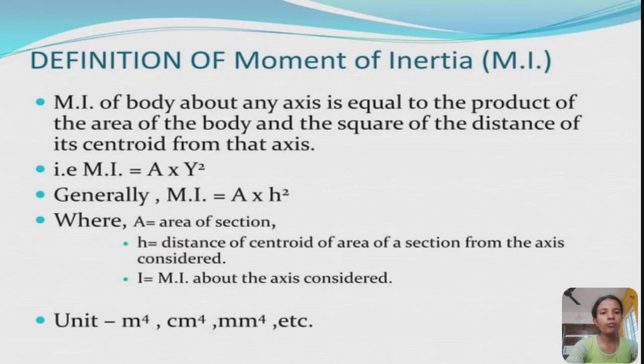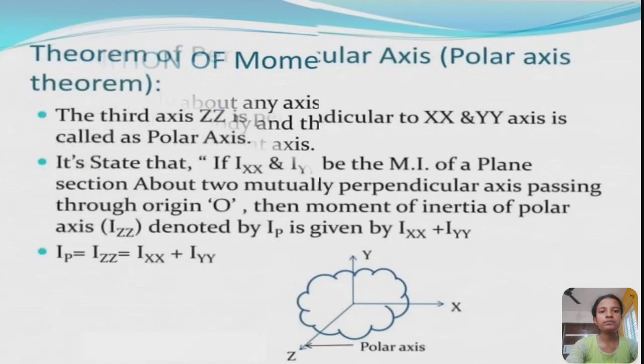Moment of inertia of a body about any axis is equal to the product of the area of the body and the square of the distance of its centroid from that axis. That is, moment of inertia equals ay square. Generally, moment of inertia equals ah square, where a is the area of the section, h is the distance of the centroid of the area of the section from the axis considered, and I equals moment of inertia about the axis considered.